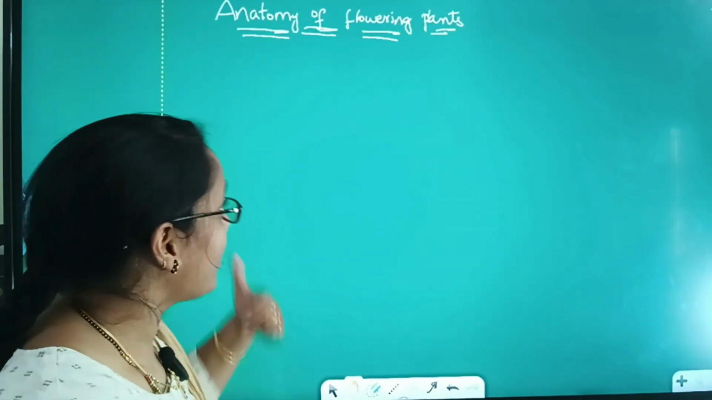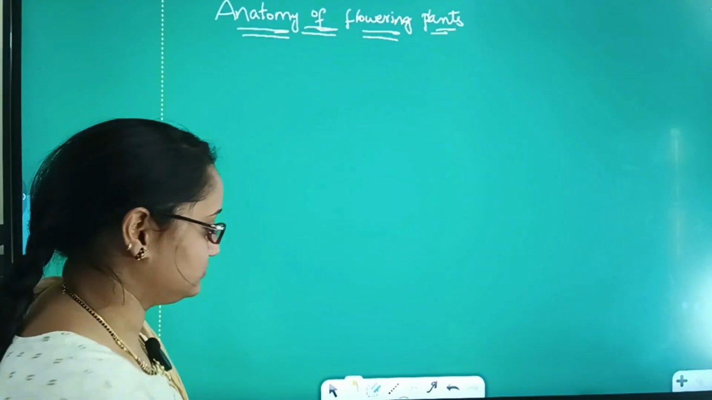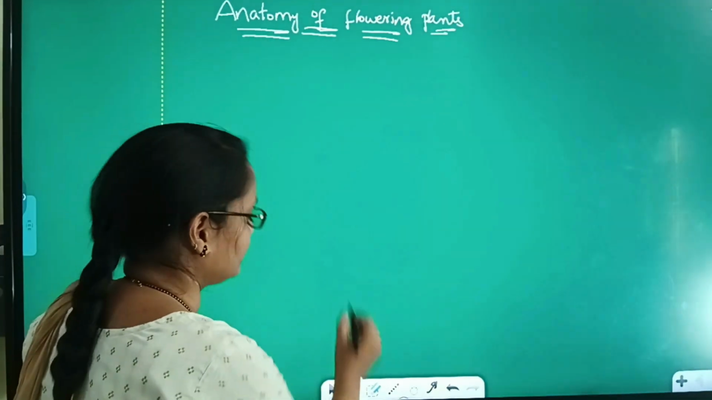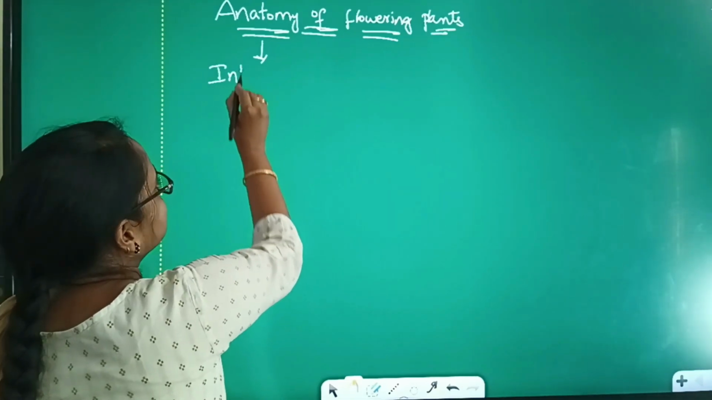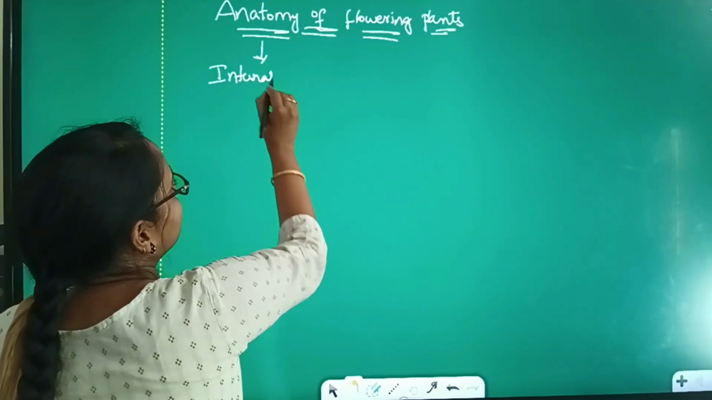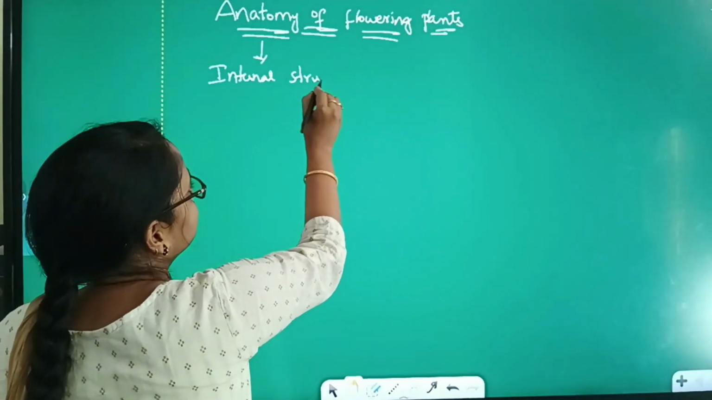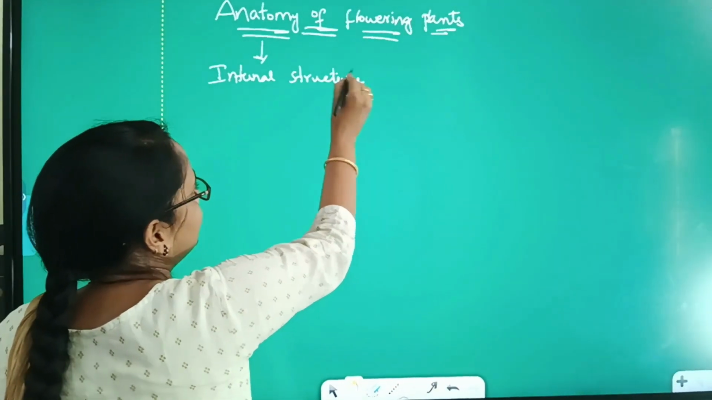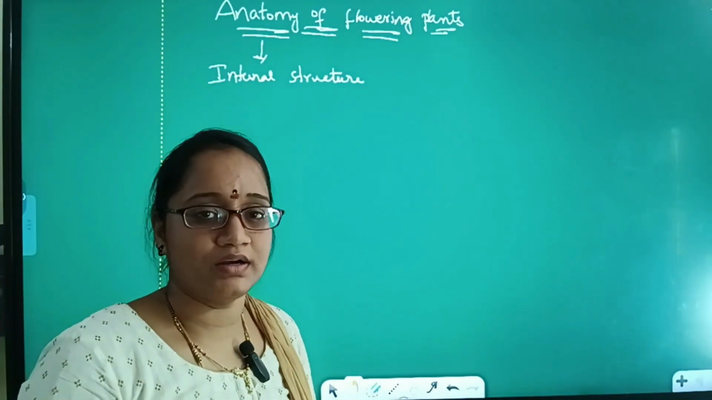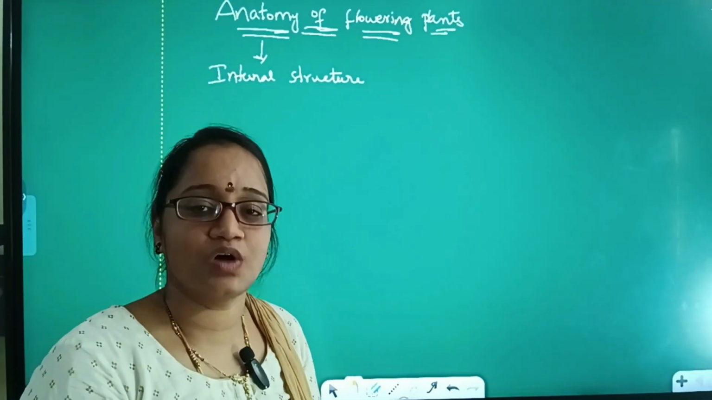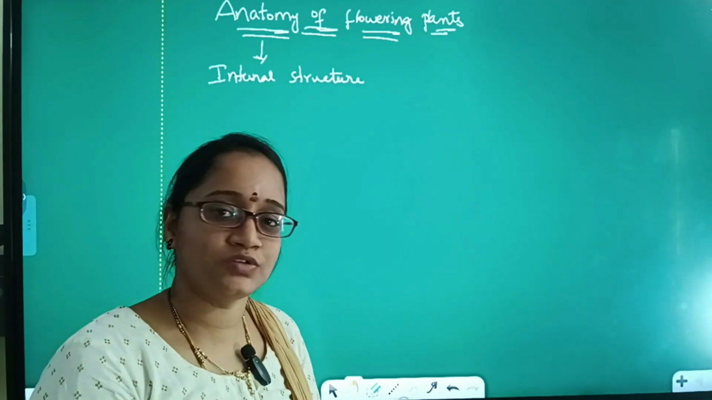Okay, first, what is meant by anatomy? Anatomy is the study of the internal structure of plants, that is, plant tissues. We are going to study in detail about whatever tissues are there in the plant and what their functions are, how the cells are arranged, all that we are going to see.